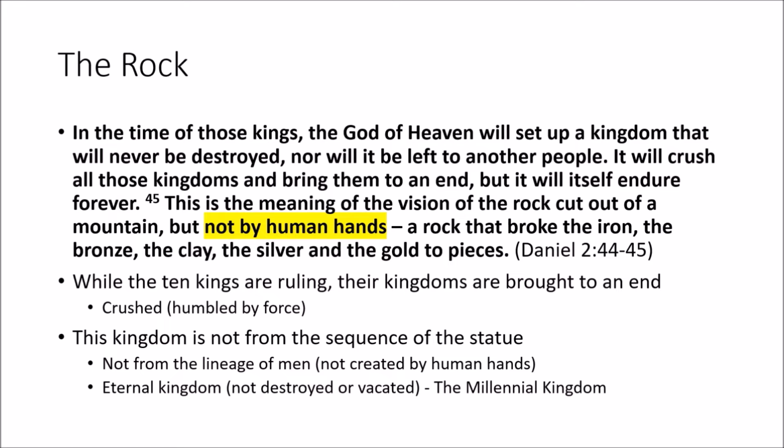So the interpretation of the prophecy continues on now to talk about the rock that destroyed all of this. In the time of those kings, the 10 kings, the God of heaven will set up a kingdom that will never be destroyed, nor will it be left to another people. It will crush all of those kingdoms and bring them to an end, but it will in itself endure forever. This is the meaning of the vision of the rock cut out of the mountain, but not by human hands, a rock that broke the iron, the bronze, the clay, the silver, and the gold to pieces.